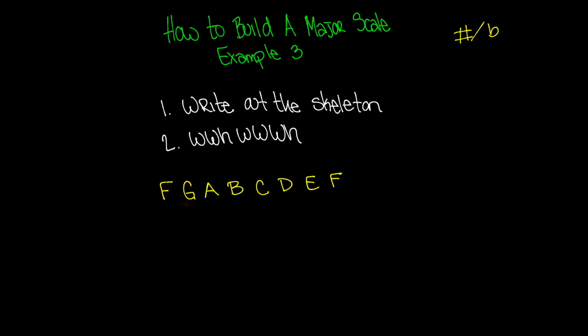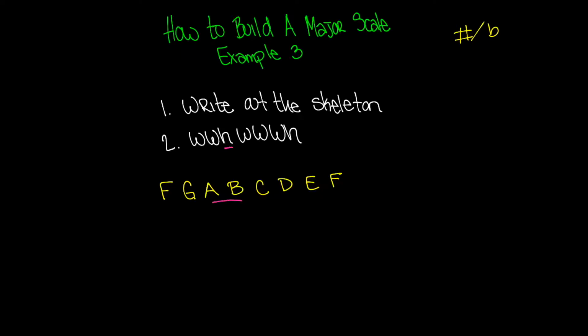From F to G, is that a whole step or a half step? It turns out that's a whole step. Now G to A, whole step or half step? That's also a whole step. A to B: according to our method, point number 2, A to B needs to be a half step.